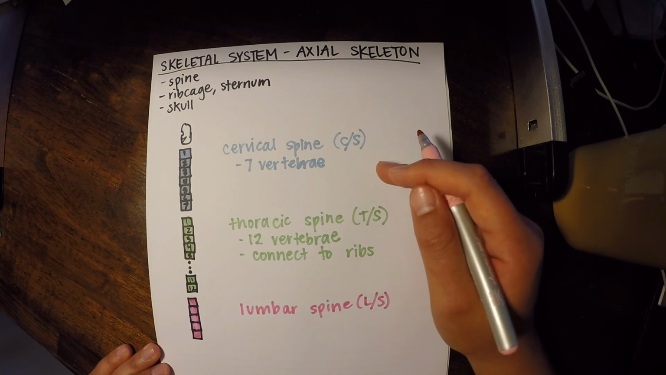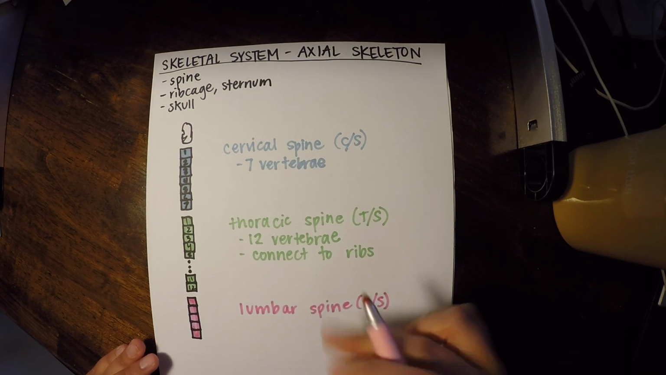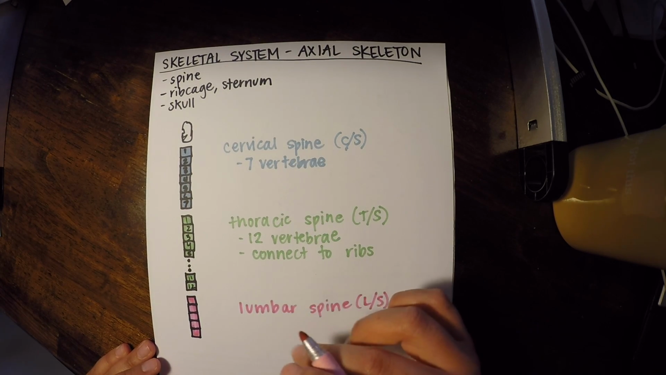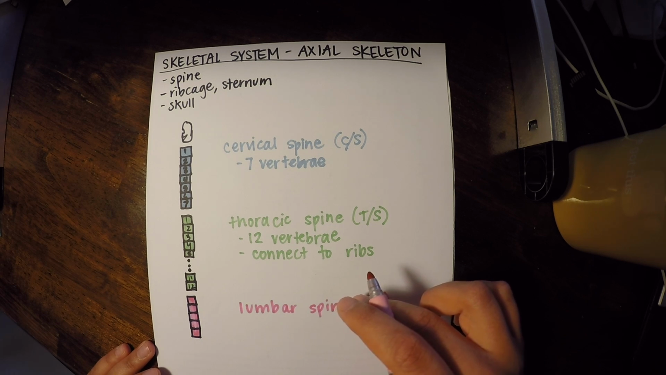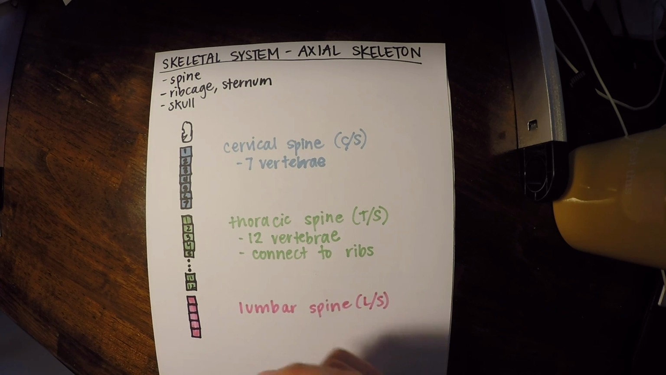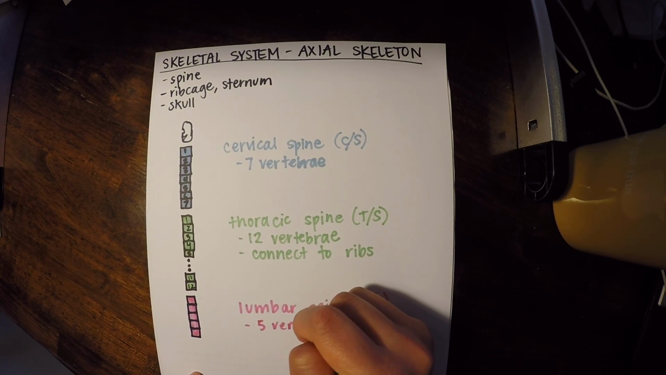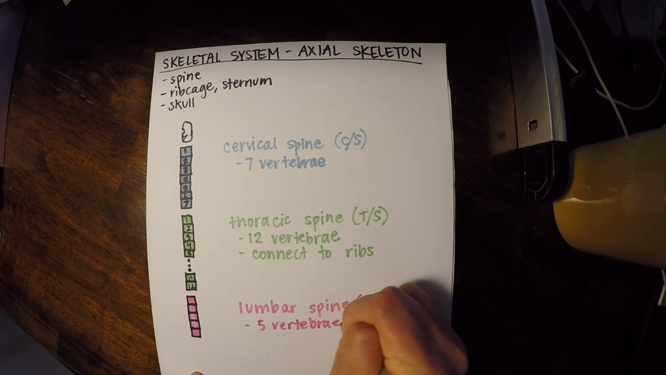Okay, so the cervical spine, even though it's represented really long here, that's your neck. Your thoracic spine is like your mid back and everywhere where your ribs are. And then your lumbar spine is your low back. So there are 5 vertebrae here.